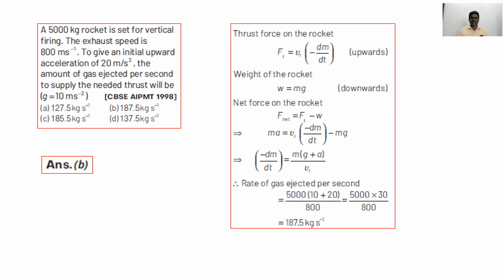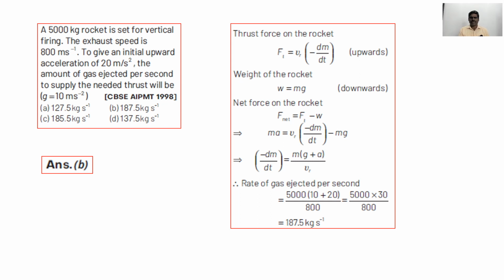Let's see how to solve this. Thrust force on the rocket Ft equals Vr, the velocity of the rocket, into minus dm by dt, which is acting upwards. Weight of the rocket W equals mass into acceleration due to gravity, W = m g, acting downwards. Net force on the rocket F net equals Ft minus W. Then net force is m a equals Vr into minus dm by dt minus mg.